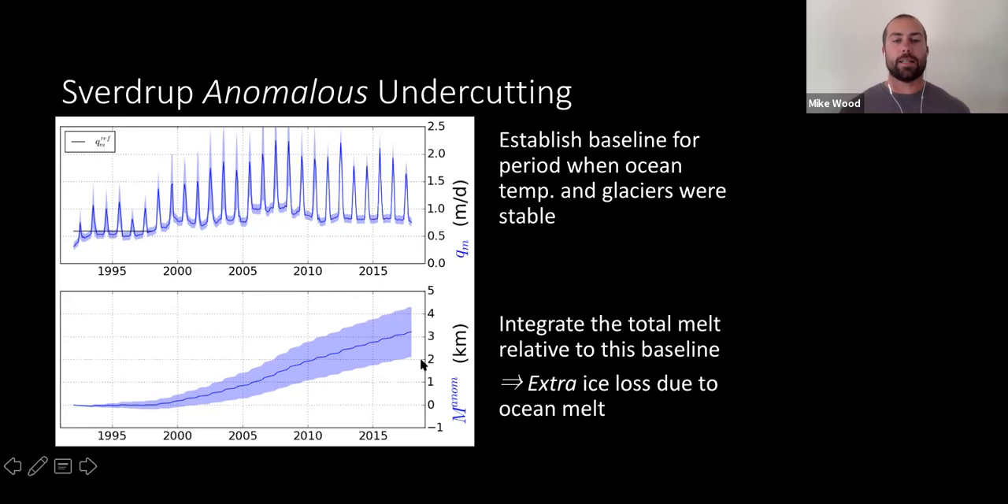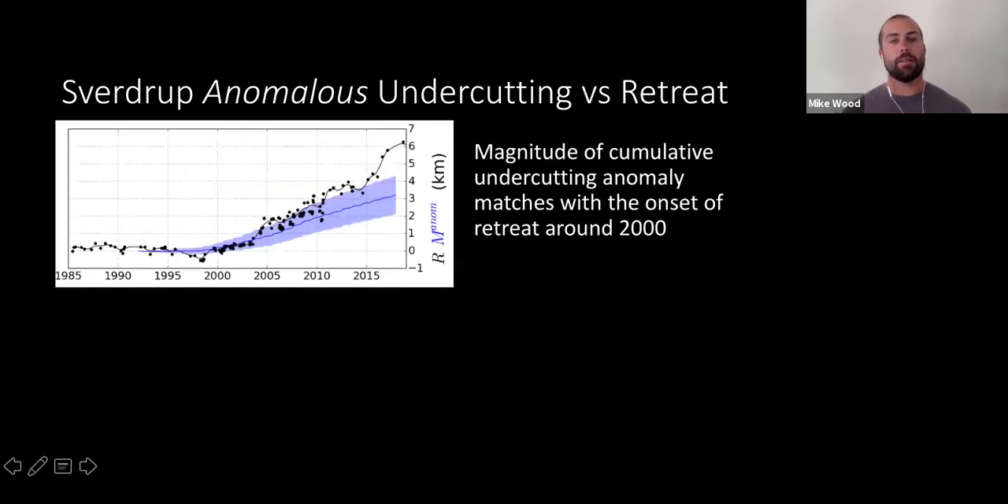And when we take that extra ice being melted away by the ocean and we compare it to how much the glacier is retreating through time, what we find is that the magnitude of this cumulative undercutting anomaly matches quite well with the onset and magnitude of the glacier retreat, particularly at the time when the glacier really started retreating. Later in the time series, we see some runaway retreat above what our model suggests the undercutting rate should be. And that is a little bit expected because you expect changes in the stress balance and calving as the glacier is undergoing changes.